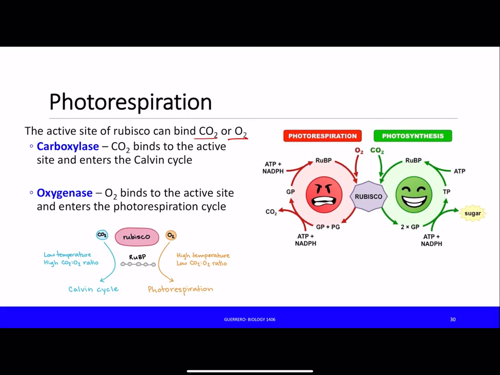We have two different processes that can happen. So if carbon dioxide binds to the active site of Rubisco, then it's all great. We do the Calvin cycle, we make our sugar, everything's perfect. This is what we want to happen. But when oxygen binds to the active site of Rubisco, then we enter what's known as the photorespiration cycle, and we don't actually get to make any of our sugar, which is not what we want. Okay, so think of it as photorespiration isn't great because we're not getting our end result. We're not making our glucose.